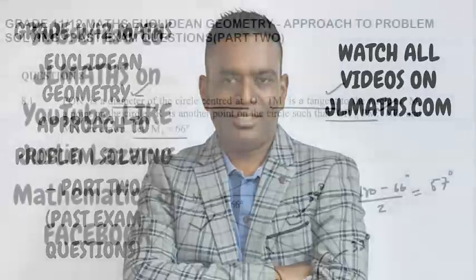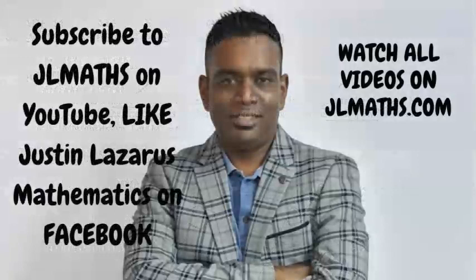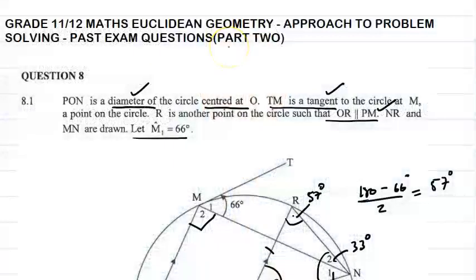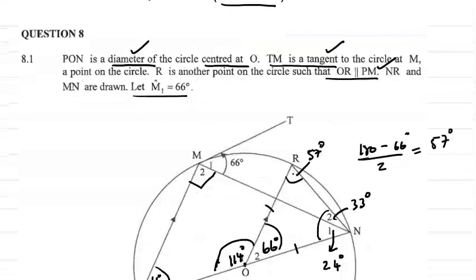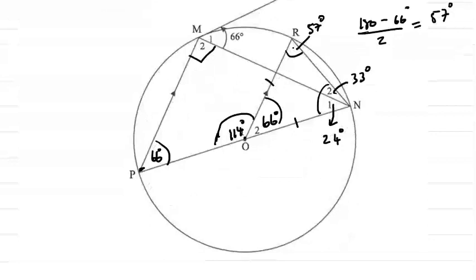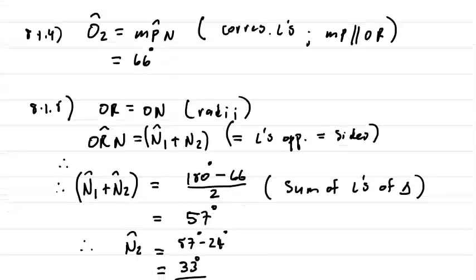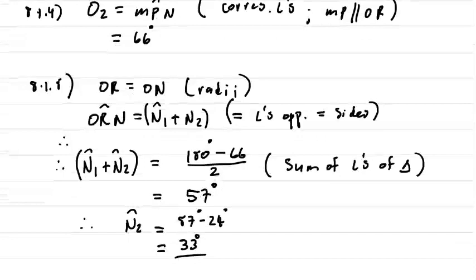In today's video lesson, we're going to be looking at Grade 12 Maths Euclidean Geometry, Approach to Problem Solving Past Exam Questions, Part 2. Now, if you haven't watched Part 1 of this video, basically, we answered this question 8, and these are the solutions. If you haven't watched Part 1, watch Part 1 because it'll give you an insight into our problem solving strategy, which I'm actually going to continue with in today's video lesson.